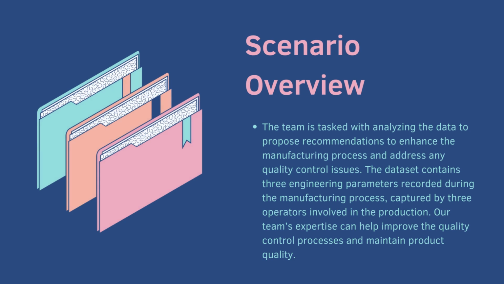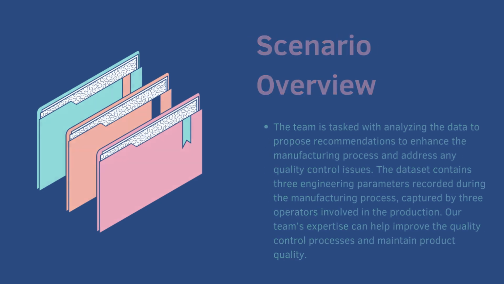Scenario overview. The team is tasked with analyzing the data to propose recommendations to enhance the manufacturing process and address any quality control issues. The dataset contains 3 engineering parameters recorded during the manufacturing process, captured by 3 operators involved in the production. Our team's expertise can help improve the quality control processes and maintain product quality.